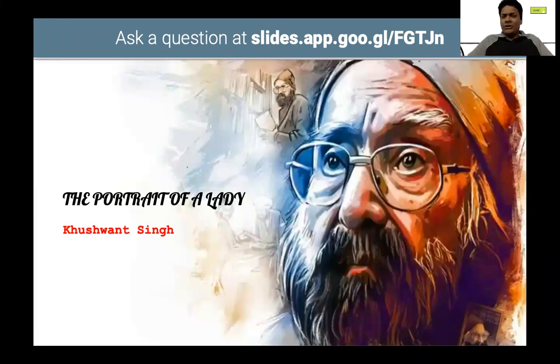This is a topic we find at different levels of learners, from school levels to college levels, right? So we find that this is a popular excerpt of the writer Khushwant Singh, which he discussed in this particular book.